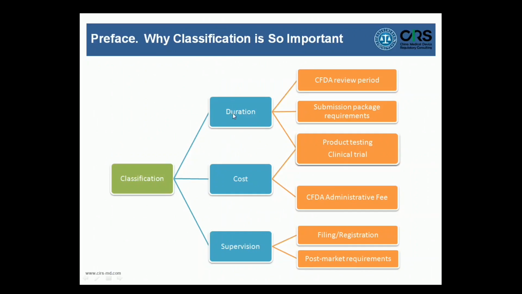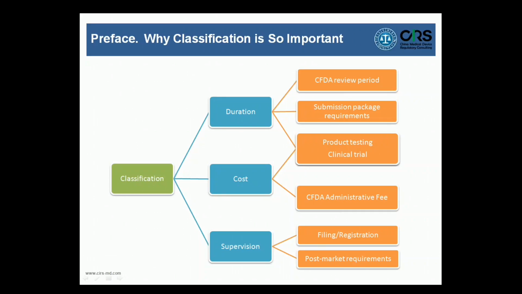Take duration for example. CFDA has a mandatory review period for different classified products. For Class 1, it is 20 business days. For Class 2 med devices, the period is 93 business days. And for Class 3, it's 123 business days. Moreover, for some submission packages, much more data will be required to prove the safety and effectiveness of your device when you register with a higher classification level.